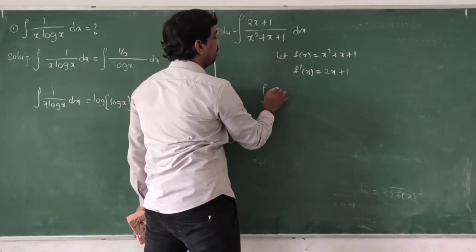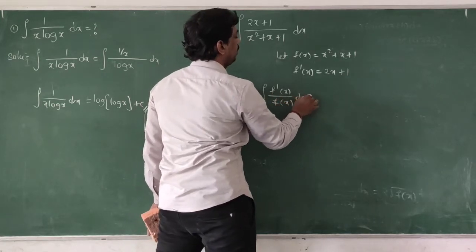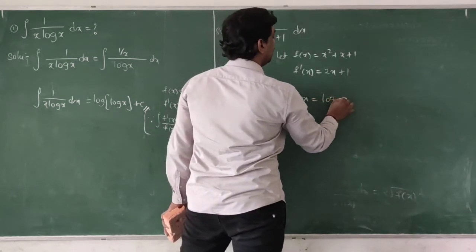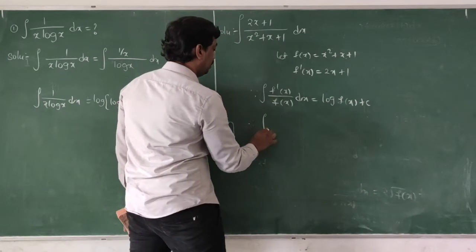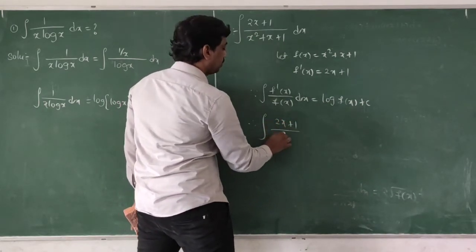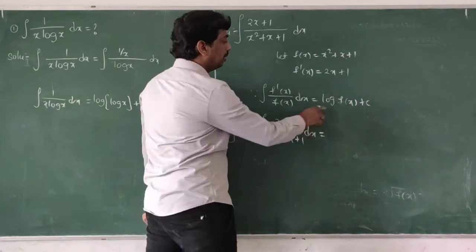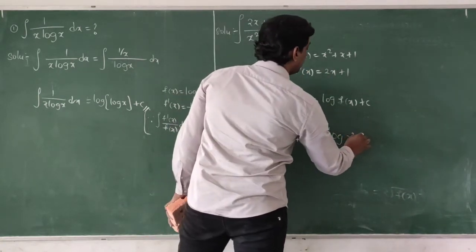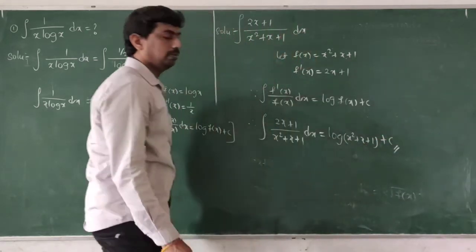That is in the form of integration of f dash x by f of x dx. What is the formula? Log f of x plus c. Therefore integration of 2x plus 1 by x square plus x plus 1 dx equals log of x square plus x plus 1 plus c. Write that down.